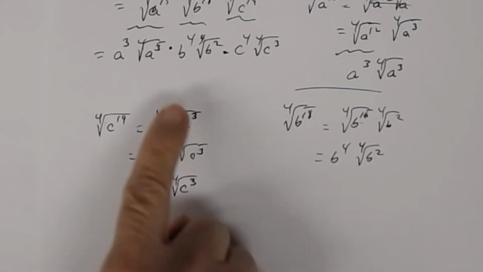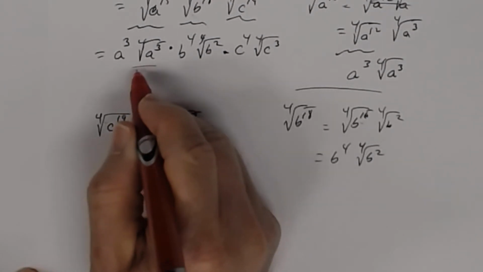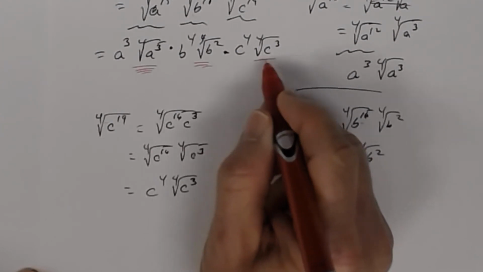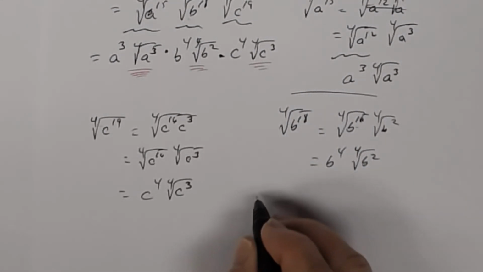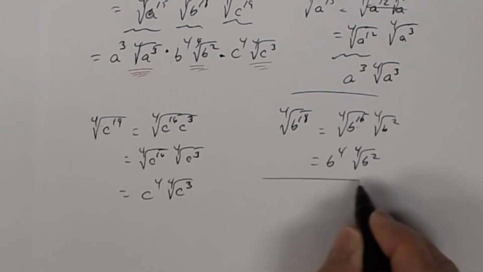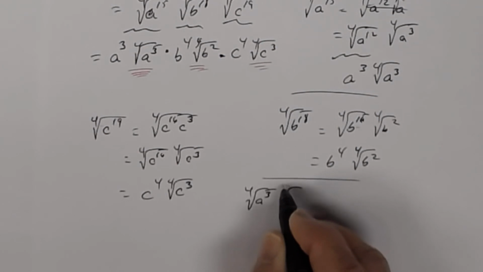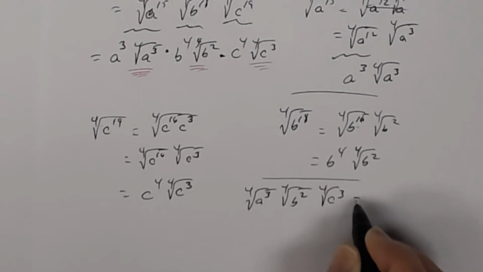Again, that's not the answer. Don't say that's the answer. You're going to be upset because you're expected to know that the fourth root of a cubed times the fourth root of b squared times the fourth root of c cubed is the fourth root.